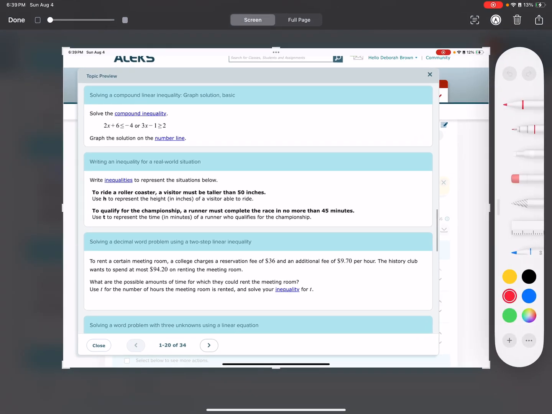Okay, solving a compound linear inequality, graph it, and give the solution. It says solve the compound inequality. Let's go ahead and do that. So we're just going to solve this. 2x plus 6 is less than or equal to negative 4. So let's subtract 6, and I get 2x is less than or equal to negative 10. Divide by 2, and I get x is less than or equal to negative 5.